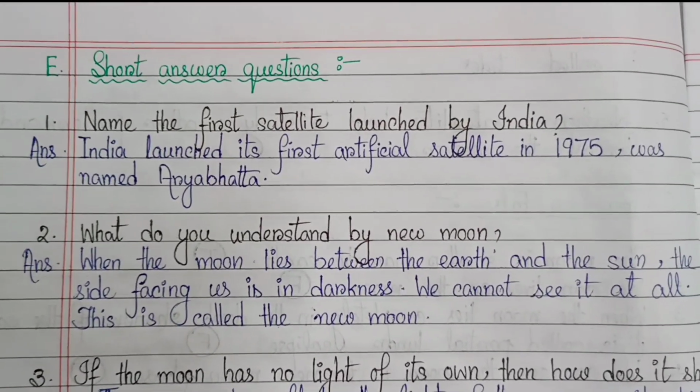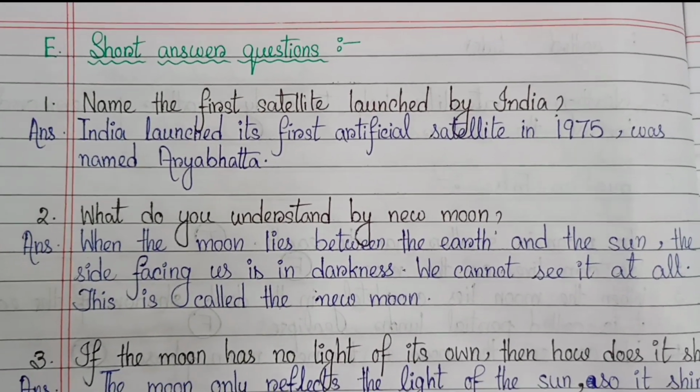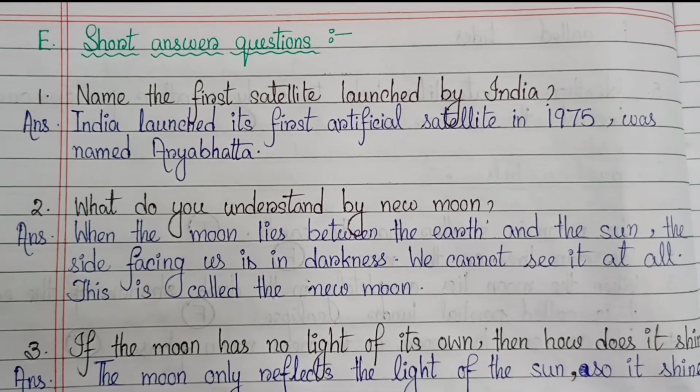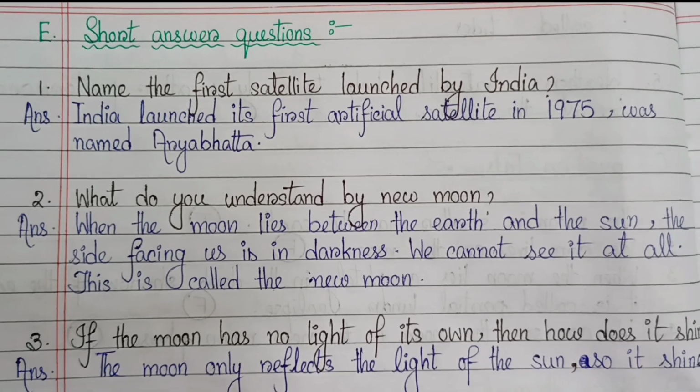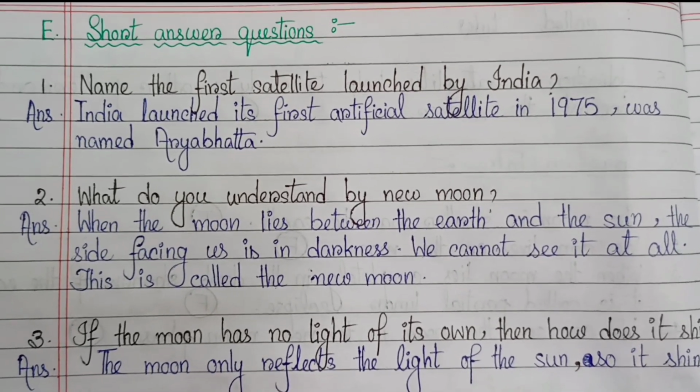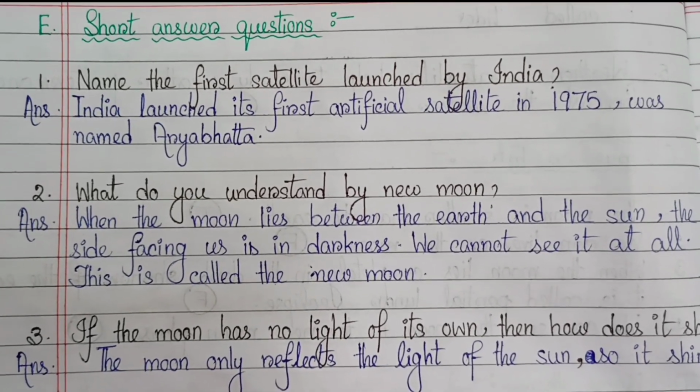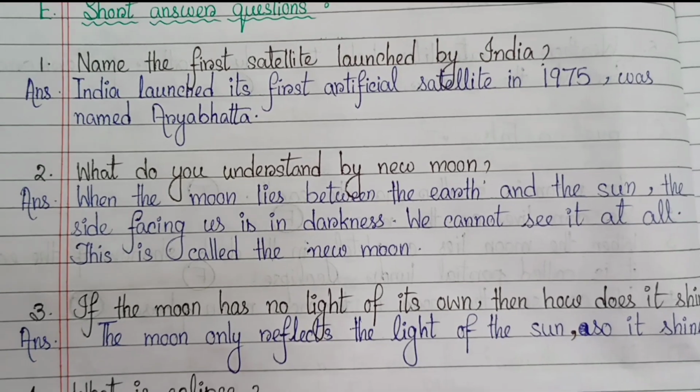Now, the question answer part. Number E, short answer questions. Number 1, name the first satellite launched by India. India launched its first artificial satellite in 1975, which was named Aryabhatta.